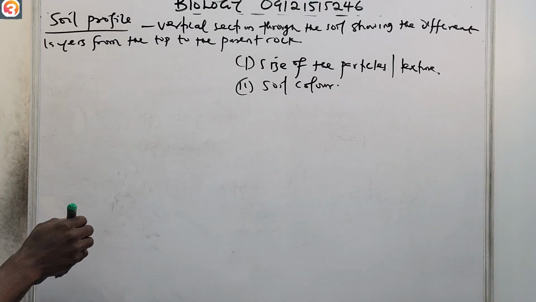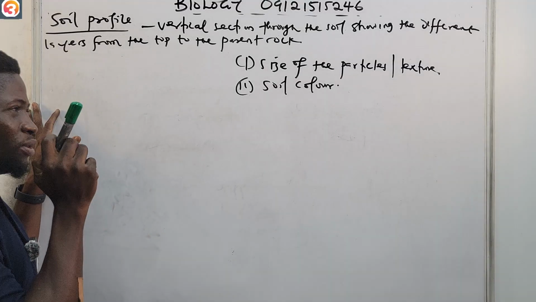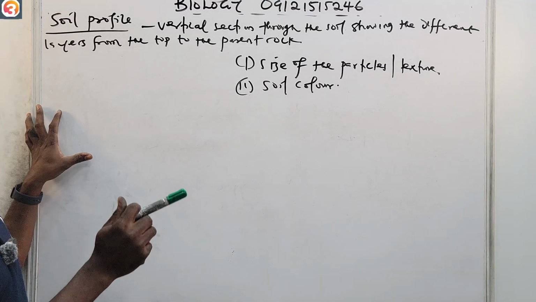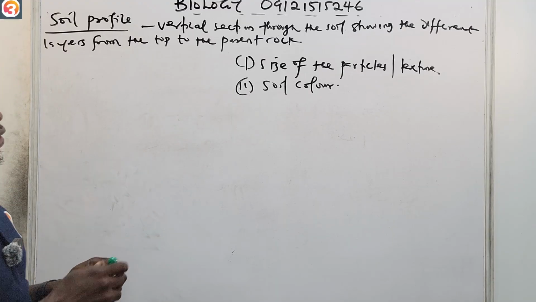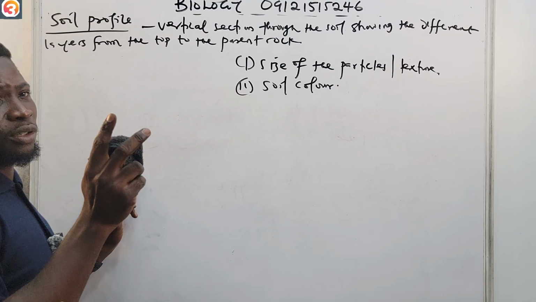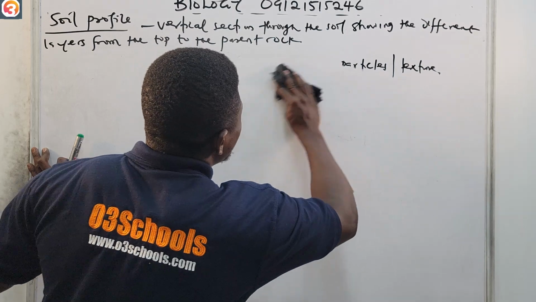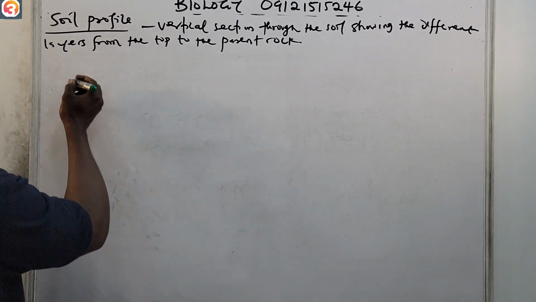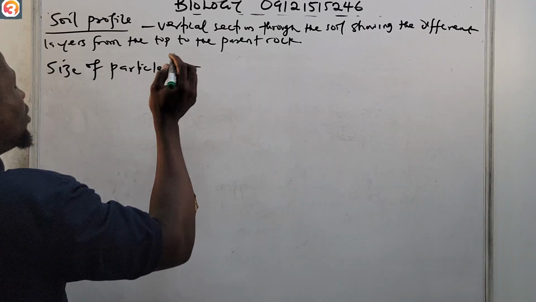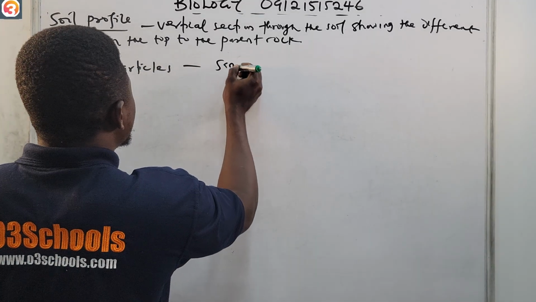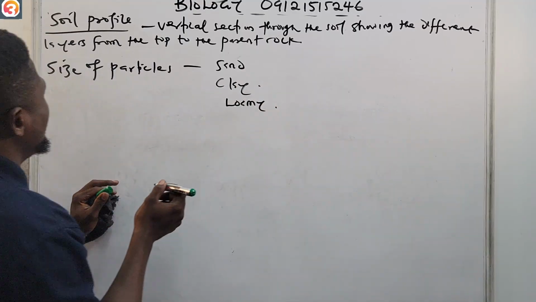So we classify soil based on the size of particles or texture, and on the soil color. Now, quickly, we have three types of soil based on the size of particles. Number one is sandy soil. Number two is clay. Number three is loamy. Please take note of this.